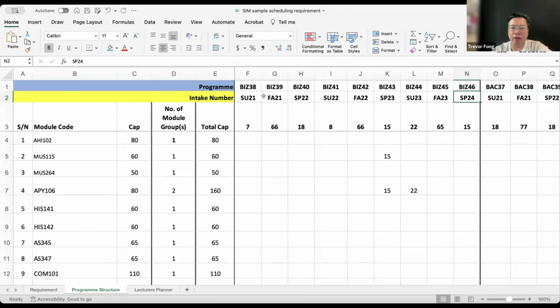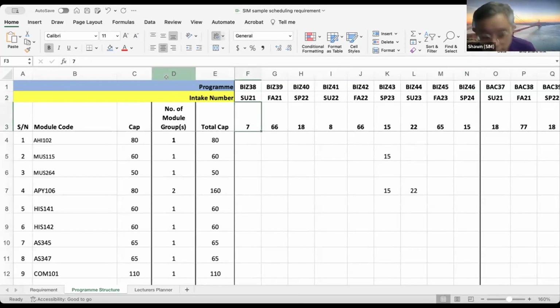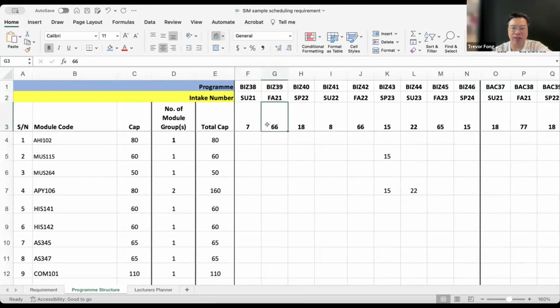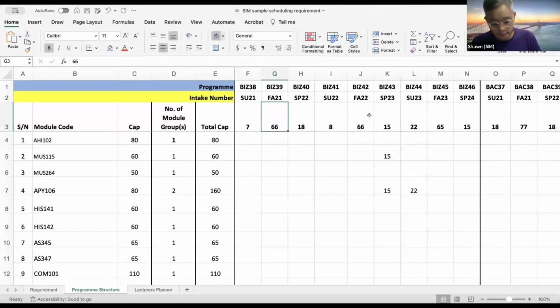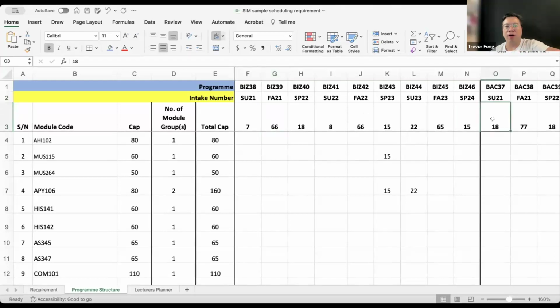Okay, got it. So this is SU21, BIZ 38 program. Then the 7 here means what? The 7 here is the number of students. Number of students that is in this intake, summer 21. Yes. Right, for BIZ 38, 7 students. Okay. 66 students. Yes, 66 students. Okay, 18, and so on and so forth. RG, any questions before we go on to the next one?